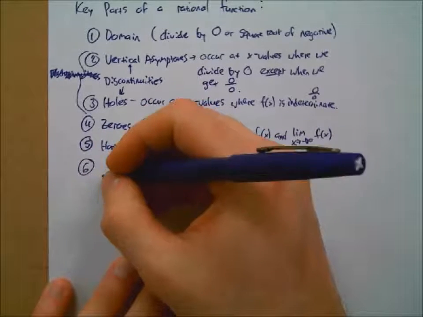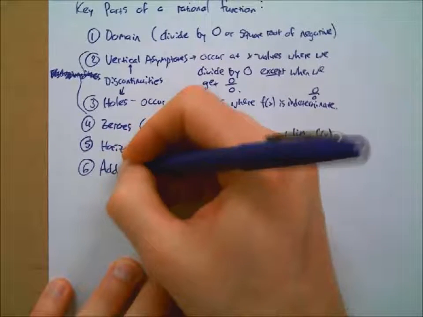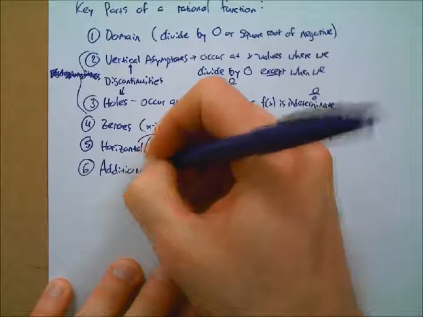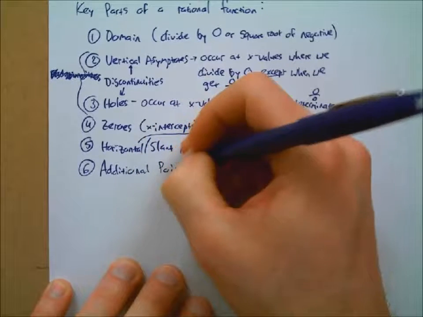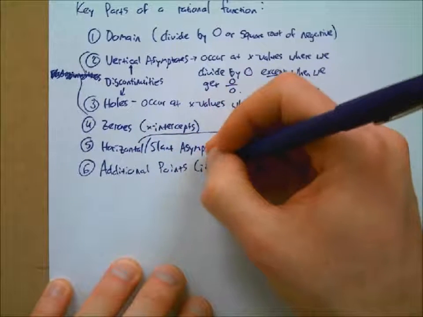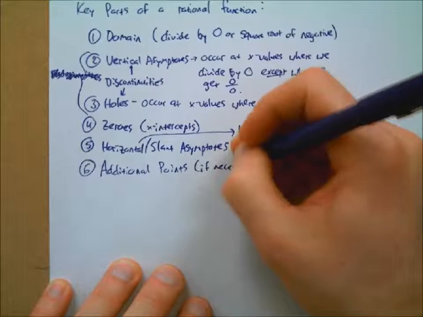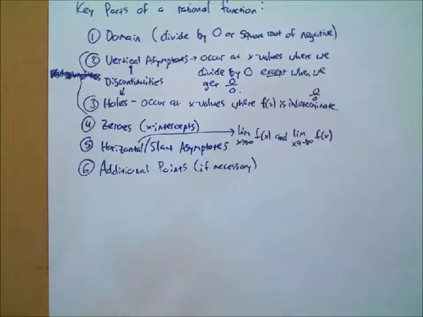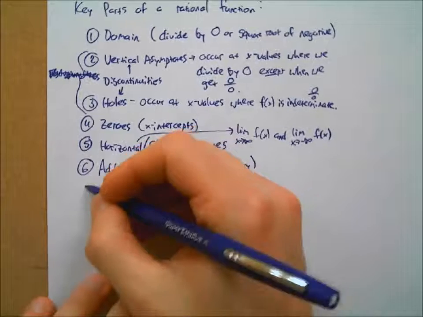Before we go, and then finally, just additional points if necessary. This is just for your sake. If you're not really sure how the graph's supposed to look, just pick some more points and plug them into the function to get the matching y values, and then go from there. And then finally, number 7, we graph.